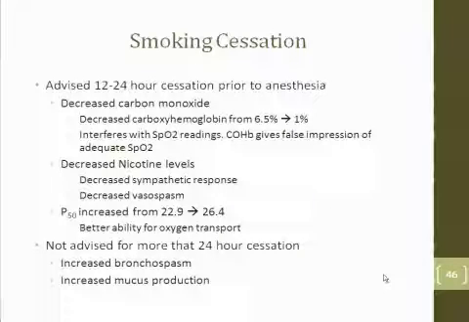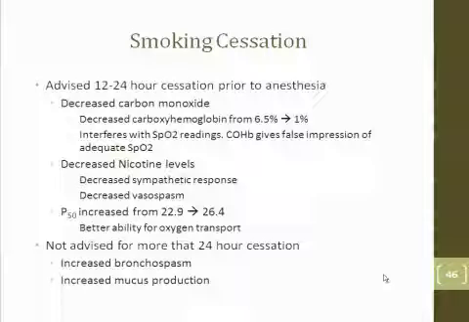The reason to stop smoking 24 hours before is that it decreases the carbon monoxide levels in the blood. So carboxyhemoglobin goes down from 6.5% to 1%, which is good. The saturation improves significantly. It also decreases nicotine levels, which decreases sympathetic response and vasospasm. The P50 also shifts back to a more normal place, from 22.9 to 26, which is a better ability for oxygen transfer. And more than 24-hour cessation is really not advised if you have somebody who's chronically smoking.